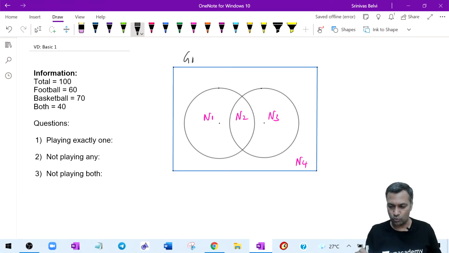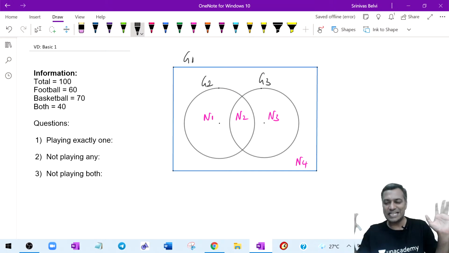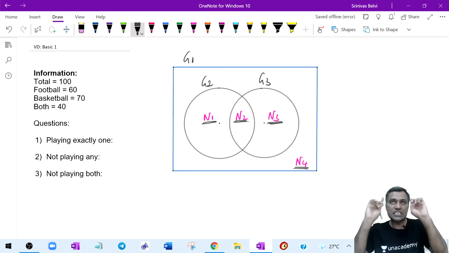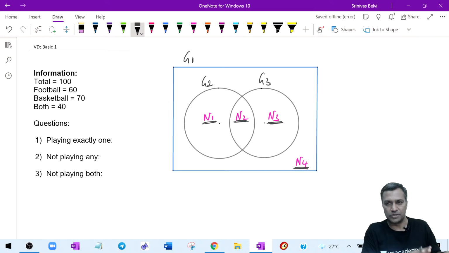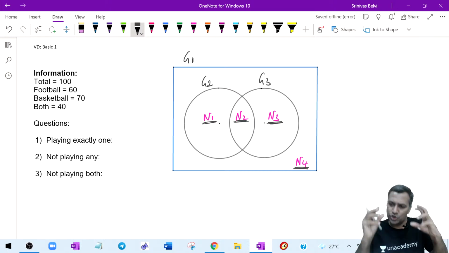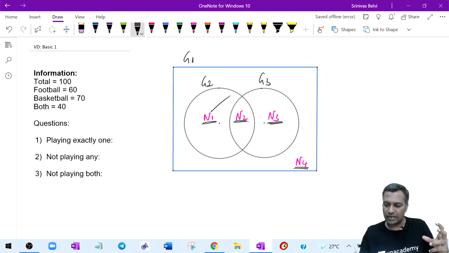This is guiding number 1. This is guiding number 2. This is guiding number 3. These are the guiding numbers. And these are the actuals. What are the actuals? N1, N2, N3 and N4. Always stay focused on the actuals. Don't fall for the guiding numbers. Use them. Use the guiding numbers to arrive at the actuals.